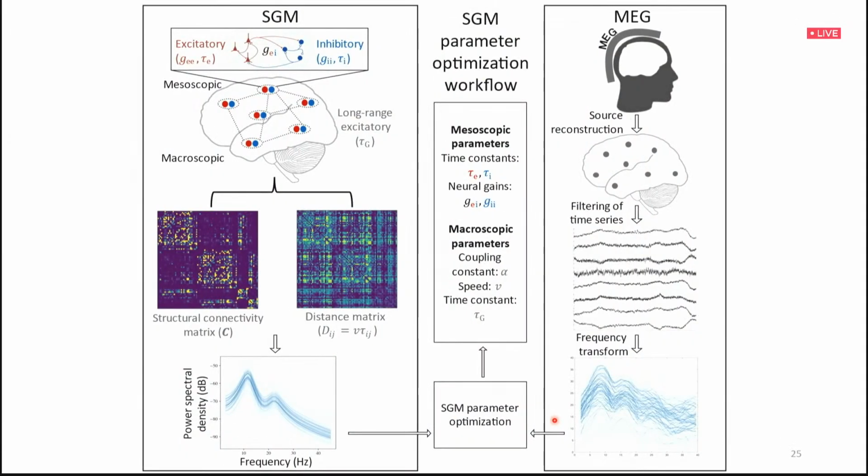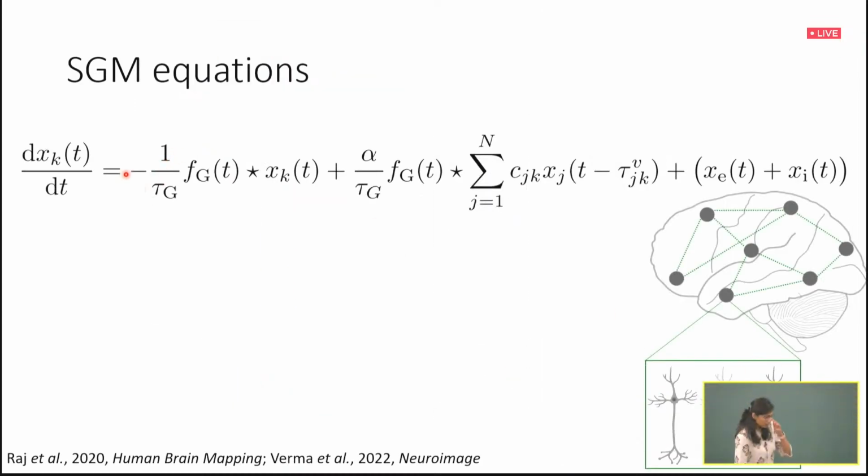Okay, so I'll go ahead. In fact, I'm going to show you equations in the next slide. So this is how the differential equation looks like. Let's say X is the macroscopic signal of the kth brain region. So it essentially consists of three terms.